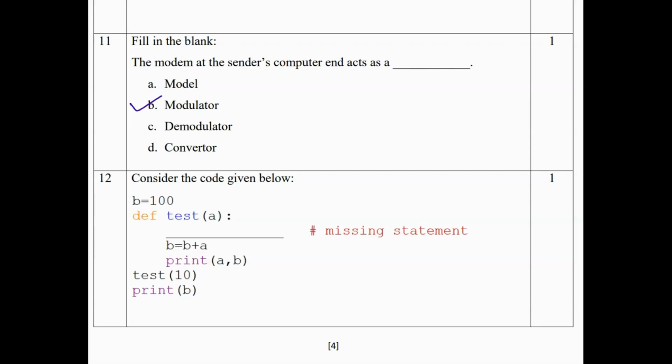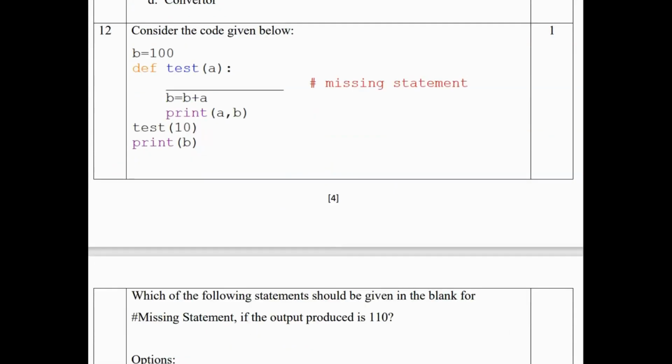Okay, so the next question, number 12. Consider the given code below. They have given B is equal to 100, which is globally declared. So now B is your global variable.